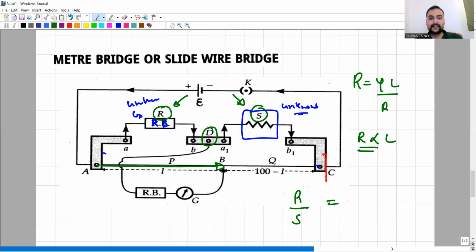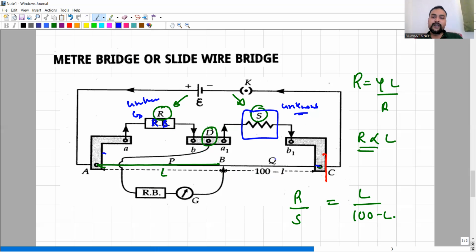to the resistance of this length. That means I can say that the resistance of this length AB will be proportional to the length L. Why? Because I know that the resistance is always proportional to the length of the resistor. So instead of the resistance itself, I can write L, and then the resistance BC will also be proportional to the length, and the length here is 100 minus L. If this is L, this will become 100 minus L because the whole length is 100 centimeter here.